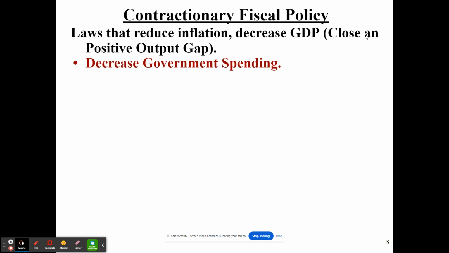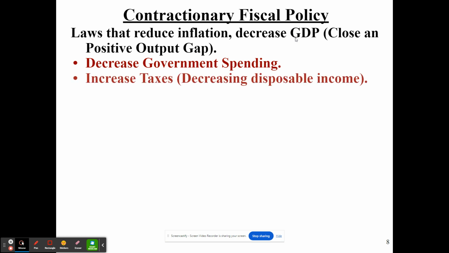Well, if you want to move AD and you want to decrease GDP, what do we know? Well, we know that if you decrease government spending, aggregate demand will go to the left. If you increase taxes, consumers will have less disposable income. So consumer spending will decrease and aggregate demand will go to the left. Both of these two tools bring aggregate demand to the left in a contractionary fiscal policy. Both of them have a goal of decreasing GDP. As GDP decreases, it's going to lower the price level. It's going to fix our inflationary problem. You could also do both at the same time.